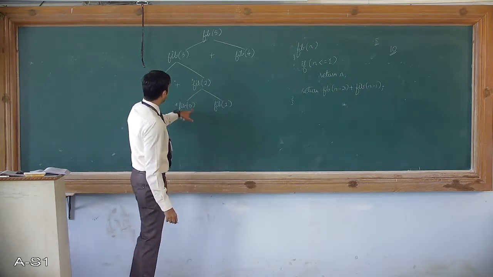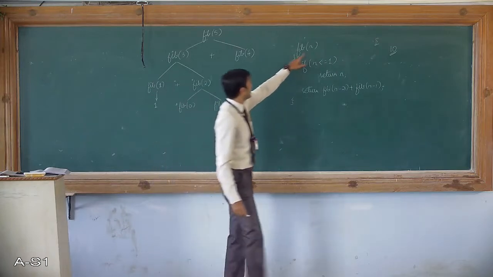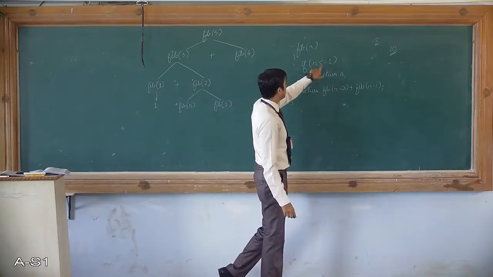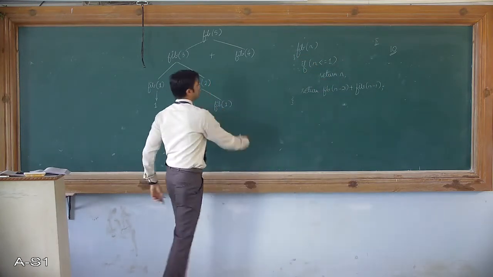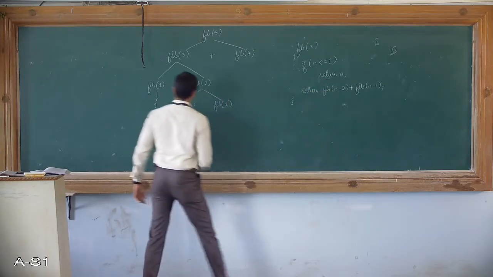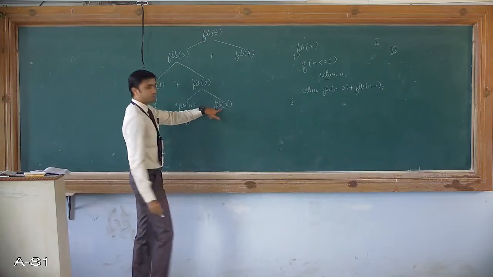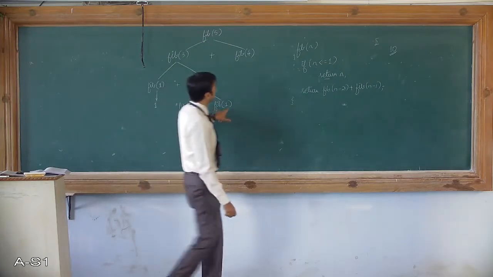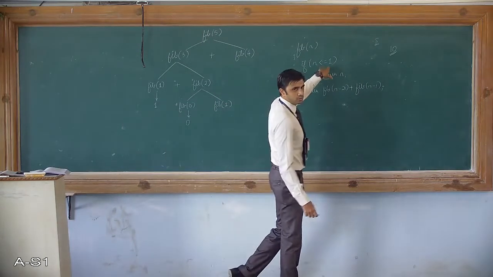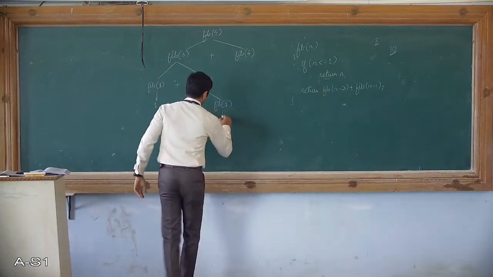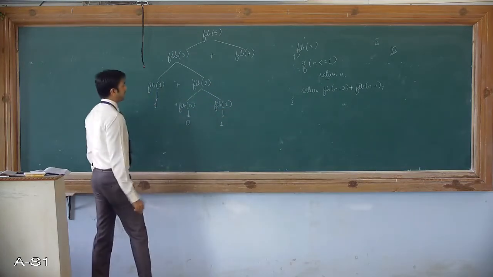Next, n value is 0 over here. N less than or equal to 1. Yes, the condition is true, so it will return the value n. So this is 0. Here again, fib of 1. N value becomes 1 over here. N less than or equal to 1. Return n. So this will be 1.